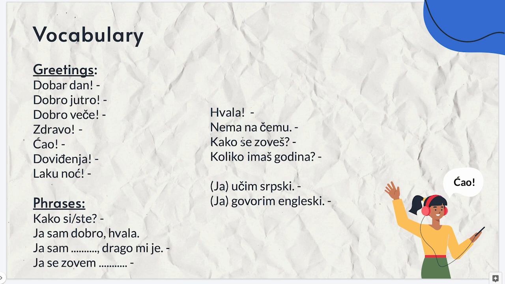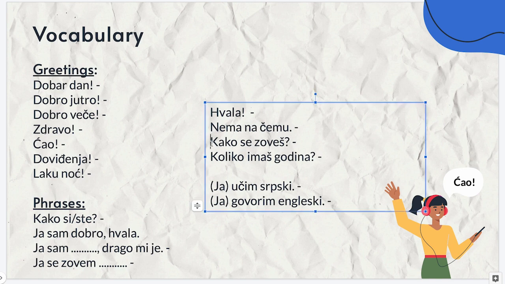Hvala, which means thank you. Nema na čemu, which means you're welcome. Kako se zoveš, which means what's your name. And koliko imaš godina, how old are you? Interesting thing about these last two questions is that literally, the first one means how do you call yourself, and the second means how many years do you have. But of course, they are translated in English as what's your name and how old are you.